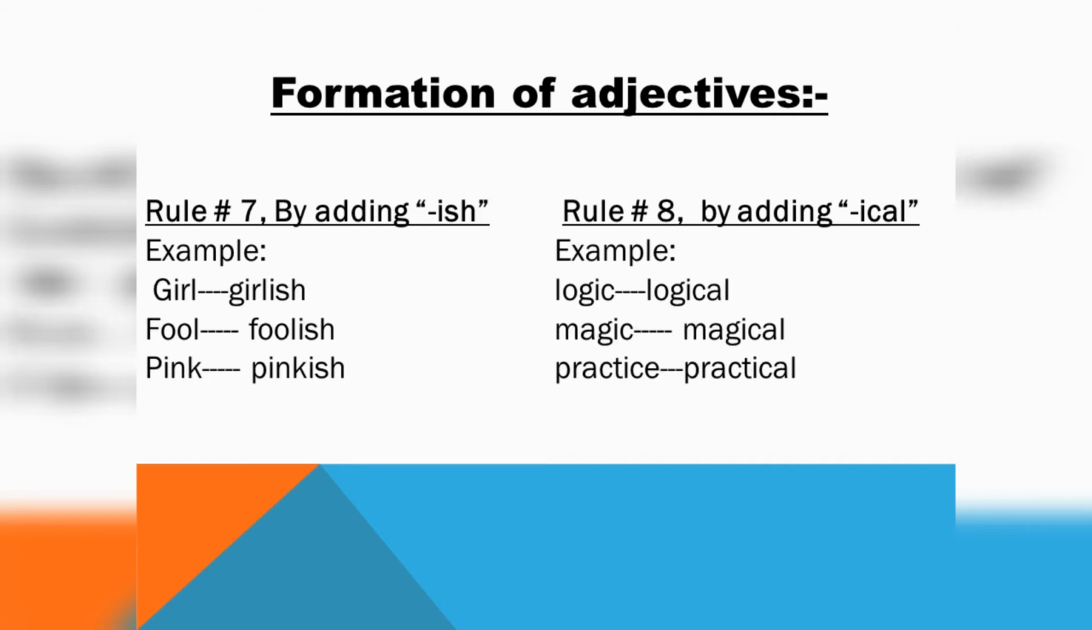In this rule, we can see that by adding ish with some nouns, we may form adjectives. For example, girl, girlish, fool, foolish, pink, pinkish. While rule number 8 is telling that by adding ical with some of the nouns, we can form adjectives, and they are logic, logical, magic, magical, practice, practical.